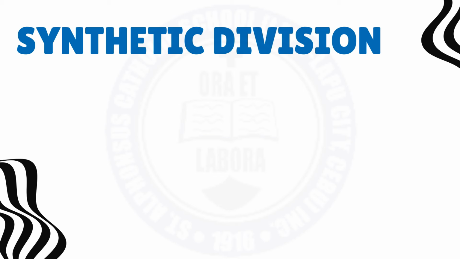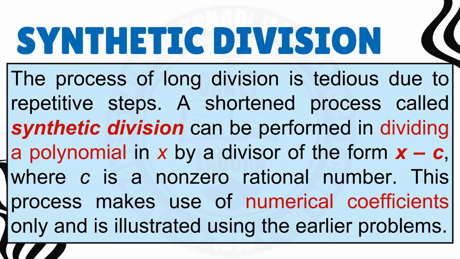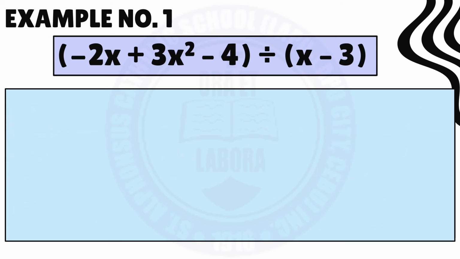Let's proceed to the second method in dividing polynomials. So we have here synthetic division. The process of long division is a tedious process due to its repetitive steps. So a shortened process called synthetic division can be performed in dividing a polynomial in x by a divisor of the form x minus c, where c is a non-zero rational number. This process makes use of numerical coefficients only and is illustrated using the earlier problems.